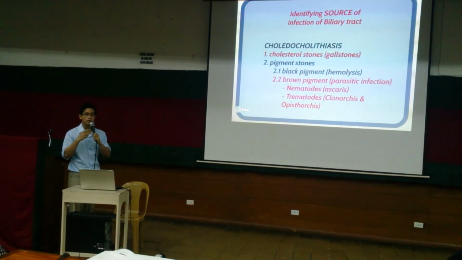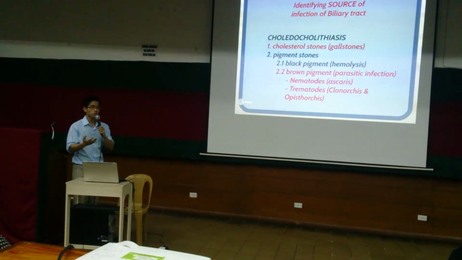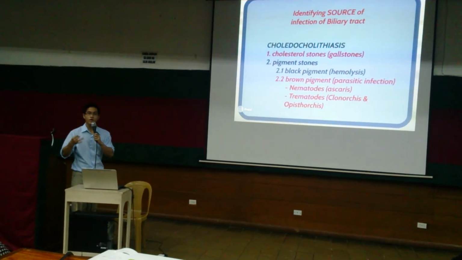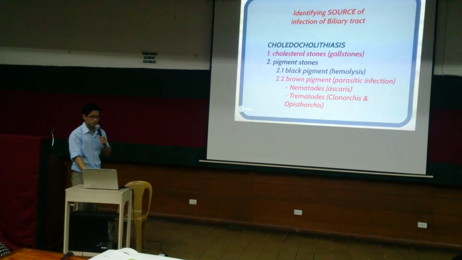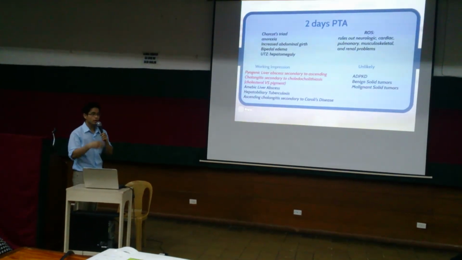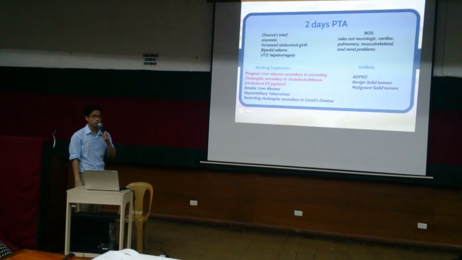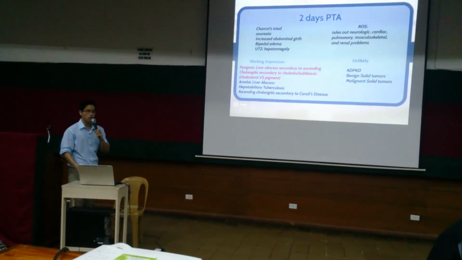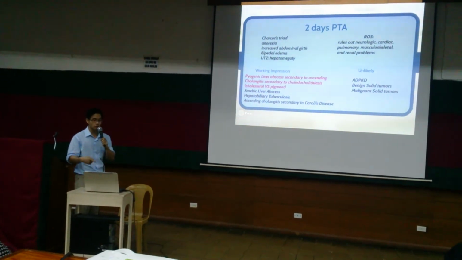However, as I've read the protocol, there was no mention of any risk factors, such as ingestion of raw vegetables for Ascaris and ingestion of freshwater fish for the trematodes. Now, looking at the course in the ward, 2 days prior to admission, we noted that the patient had presented with Charcot's triad: fever, right upper quadrant tenderness, and jaundice, which includes anorexia, increased abdominal girth, bipedal edema, and an ultrasound finding of hepatomegaly.